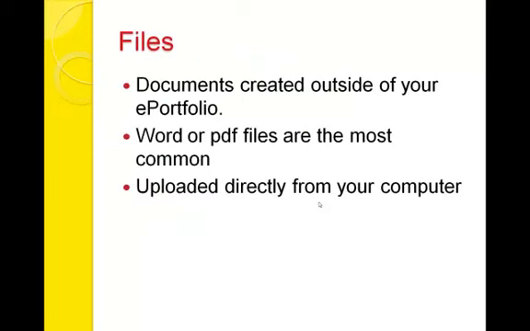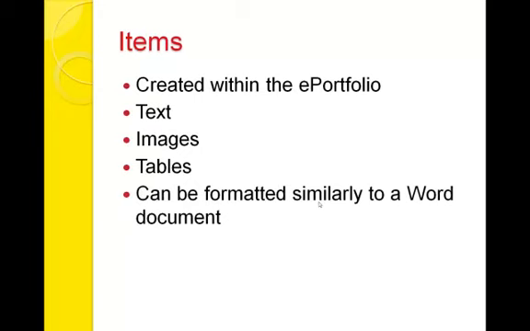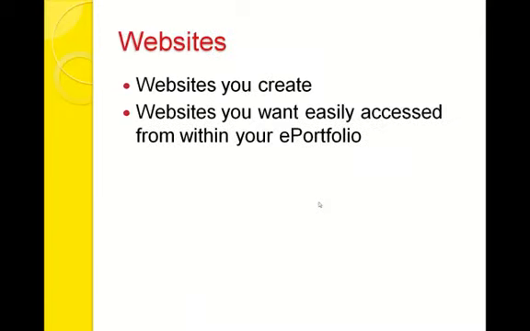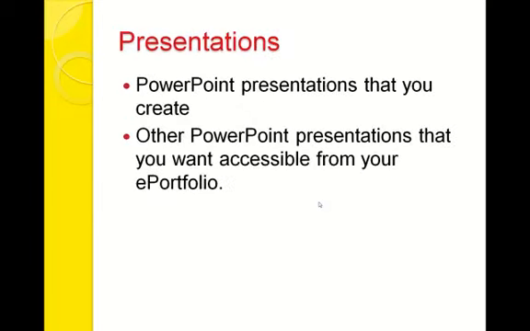Files are documents that you create outside of your ePortfolio. They can be Word or PDF files, which are the most common, and you upload them directly from your computer. Items are things that you create within the portfolio. They can be text, images, tables, and you can format them just like a Word document. Websites are ones you create or you want to have accessible from your portfolio. Likewise, PowerPoint presentations are ones that you create or that you want to have access to from your ePortfolio. Now let's put this all together and see how it works.